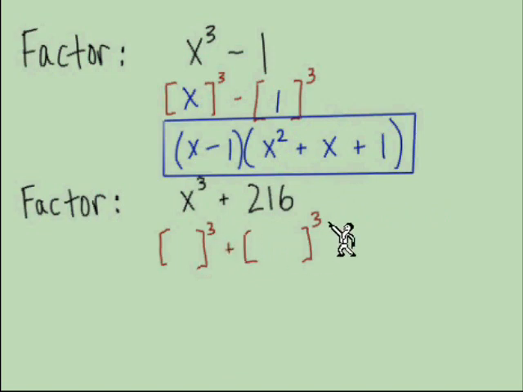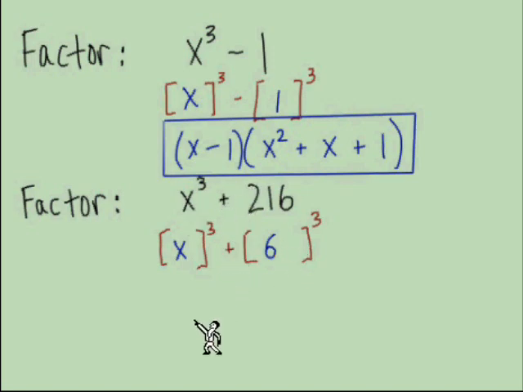Okay, let's do this other example, x cubed plus 216. Set up the boxes with exponents of 3. So 216, I know 4 times 4 times 4 is 64. So I could try 5 times 5 times 5 is 125. Or maybe I know that it couldn't be 5 since this doesn't end in a 5. It's actually 6 to the third power. 6 times 6 times 6 equals 216. So an x in the first box, 6 in the second box.